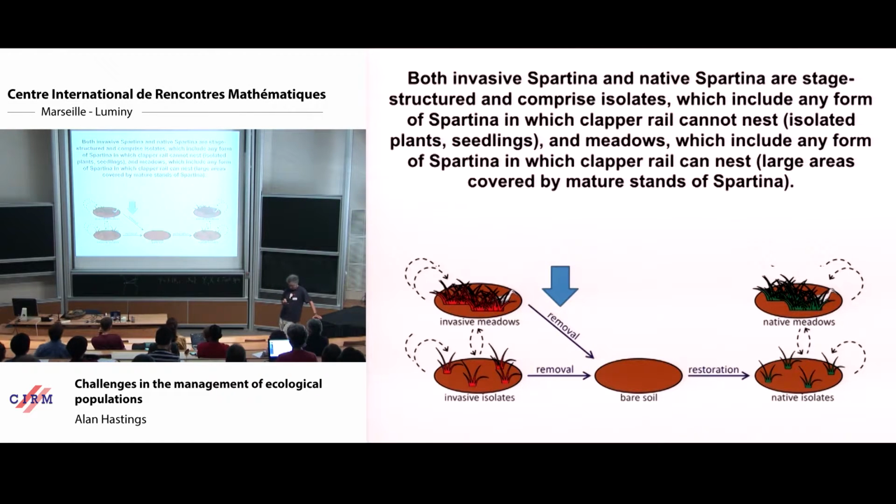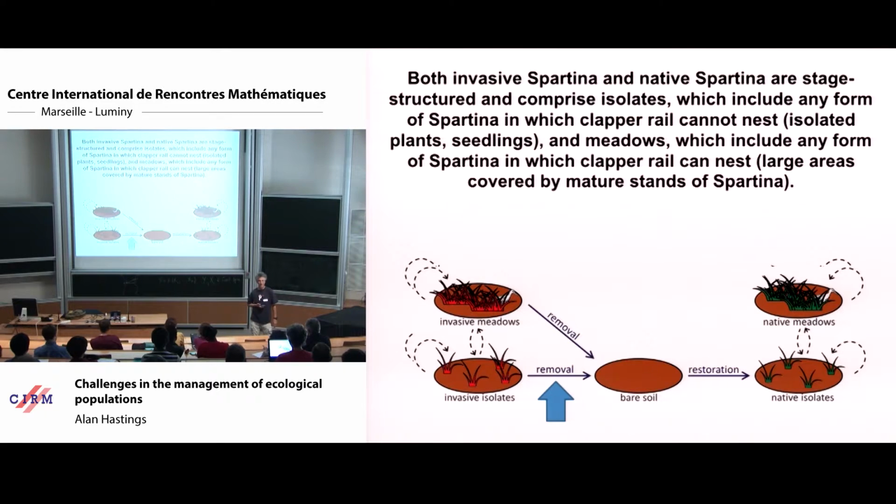And so what we can do is think about which levers we get to pull. And this is another general feature when thinking about the biology that's going to be important and, again, makes things more complicated. So one of the things we can do is we can go in, and we meaning the people actually doing this, and you can remove meadows of the invasive species.